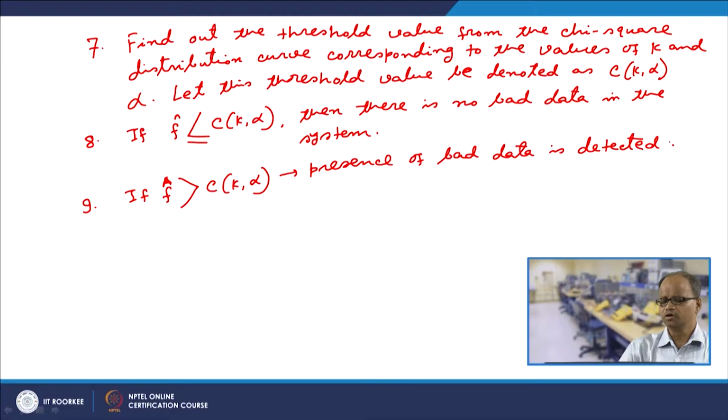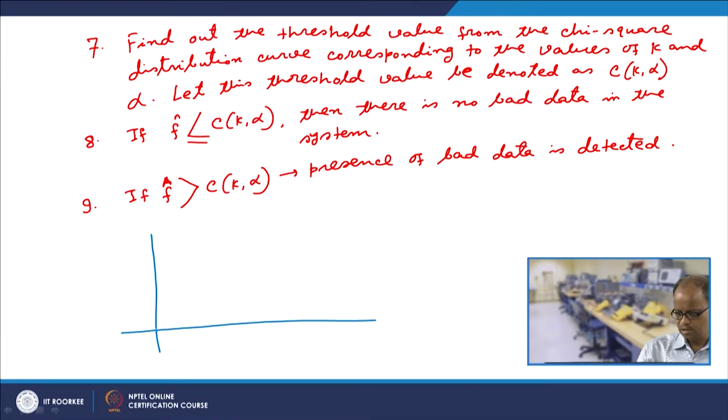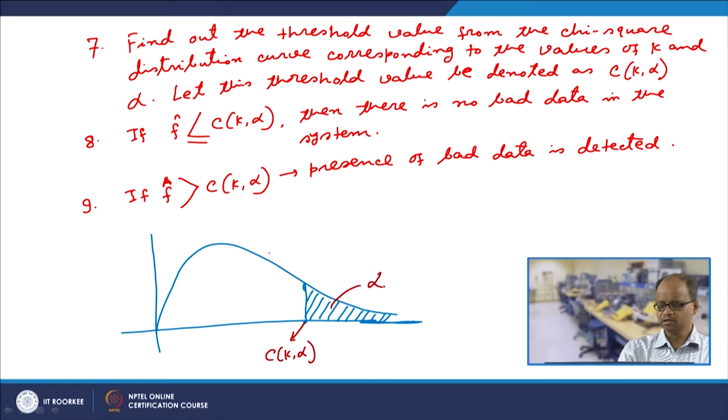Now, what is the philosophy for this? These are very simple steps, but what is the philosophy behind them? Let us look at this curve again. Let us say this is the curve, and this area is alpha, and this value is C k alpha, for a particular value of k.